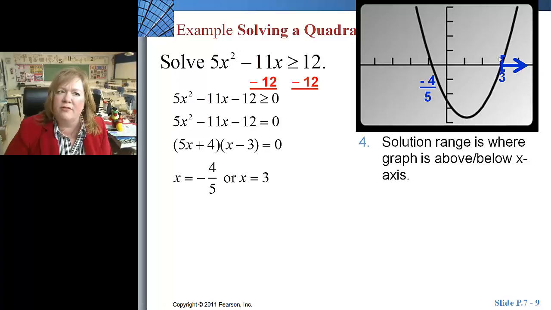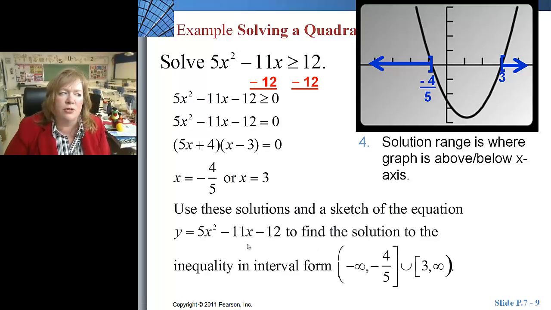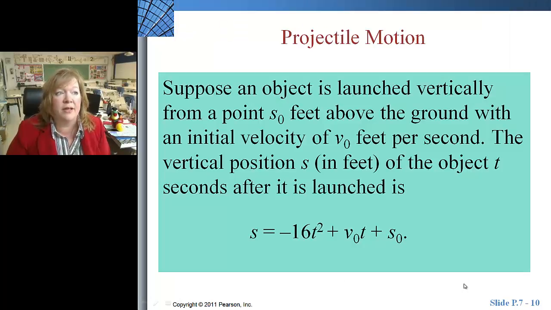So when I look from 3 all the way over on the x-axis, the graph is above the x-axis. It's positive results, a positive output. When a graph is from negative 4/5 on down on the x interval, the graph is also having a positive output. So that's how you can do your solution. So the solution for this would be from negative infinity to negative 4/5 square bracket union 3 to positive infinity, and that's it. So very quick with the graphing calculator as opposed to all the tables and things if you do it by the algebraic method.